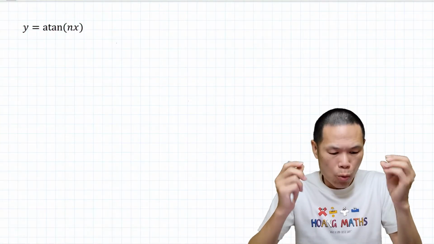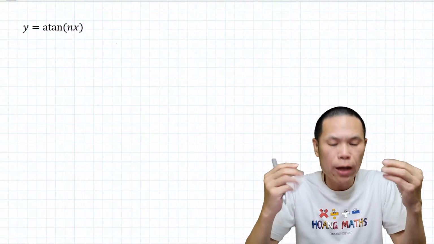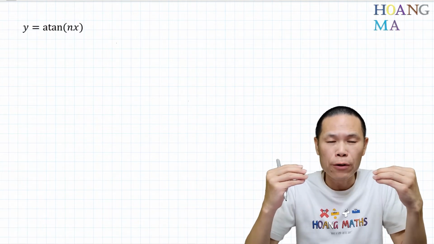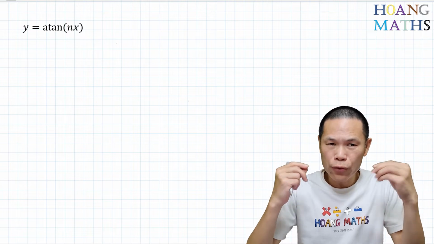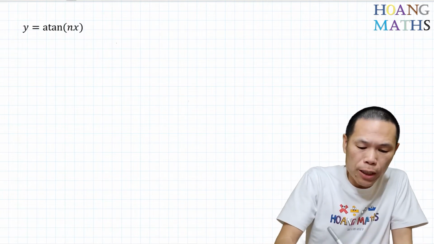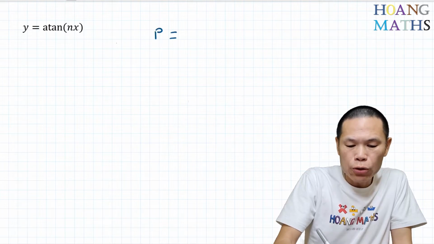Let's say I have y is equal to tan of nx. So there is no amplitude for a tan graph. Therefore, to graph this, first of all, we need to find the period. To find the period, P is equal to pi over n.